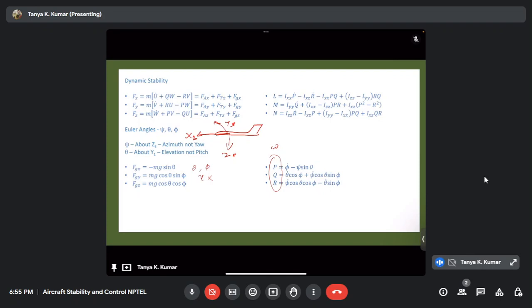So the orientation xi of the aircraft with respect to the inertial frame will not come into play when the weight of the aircraft is measured. Does that make sense? Yes? Okay, let's go ahead.